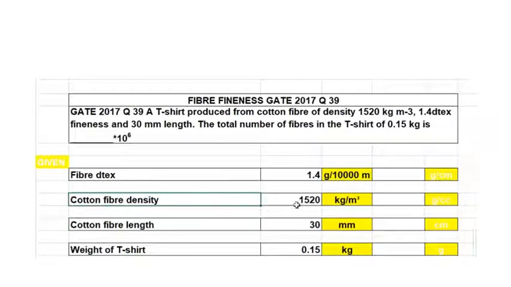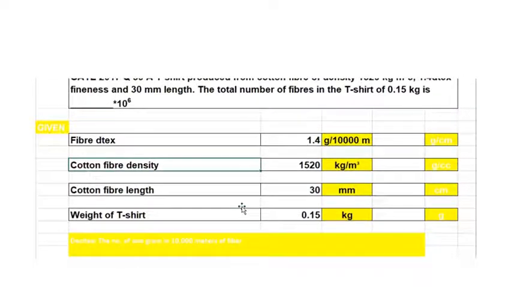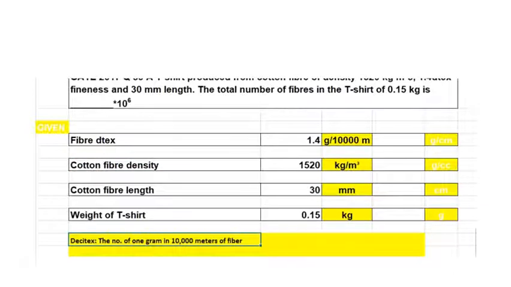The cotton fiber density is given in kg per meter cube, 1520. Cotton fiber length is 30 mm. Weight of the t-shirt is 0.15 kgs. So the only thing we need to know for this problem is the definition of decitex.